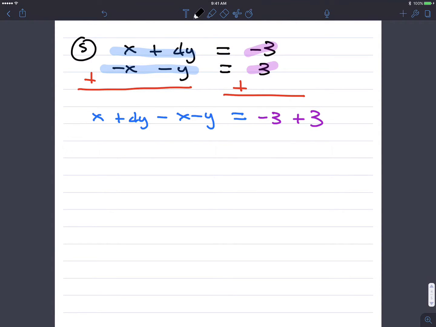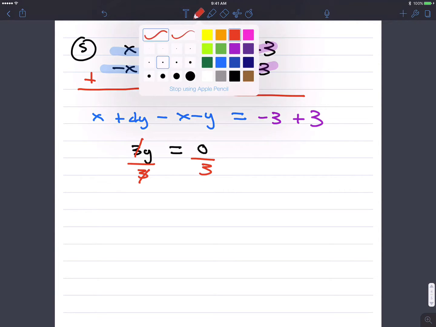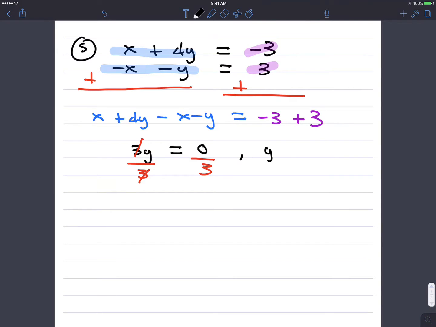Let's simplify. On the left side, the x and the -x cancel. Then I have 4y minus y. This gives us a nice 3y. And that's equal to -3 plus 3, which is 0. Divide both sides by 3. We solve this equation for y. We find that y will be 0.